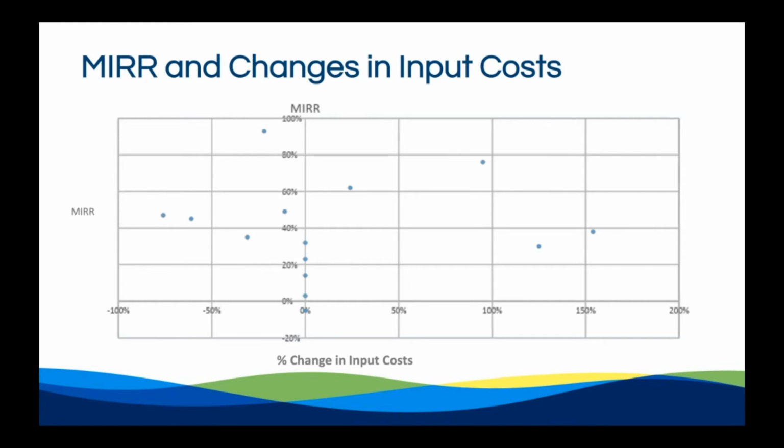And this is a quadrant that we developed for the changes in the input costs on the x-axis and the MIRRs. As you can see, there's a pretty even number of high rates of return on investment, even with a negative change in input costs, or reducing their input costs, but also with an increase in input costs. And this is because the increase in input costs also came with substantial increases in income or crop yield. Next slide.